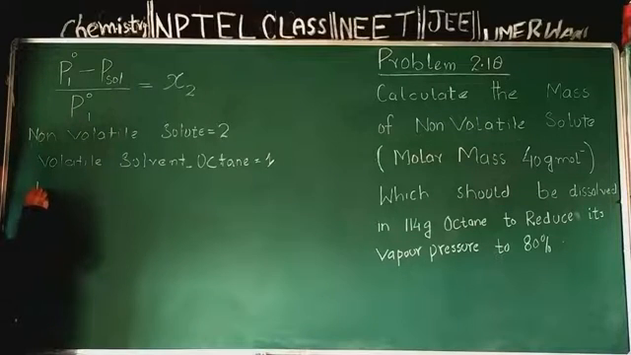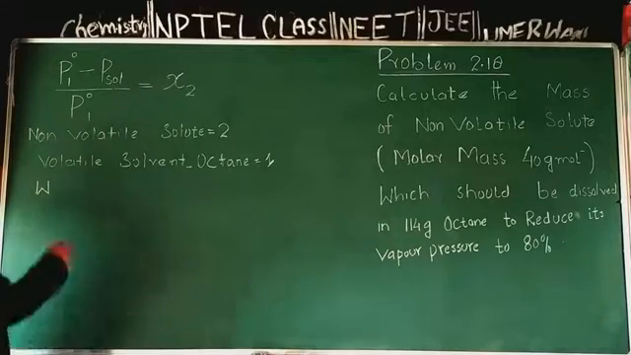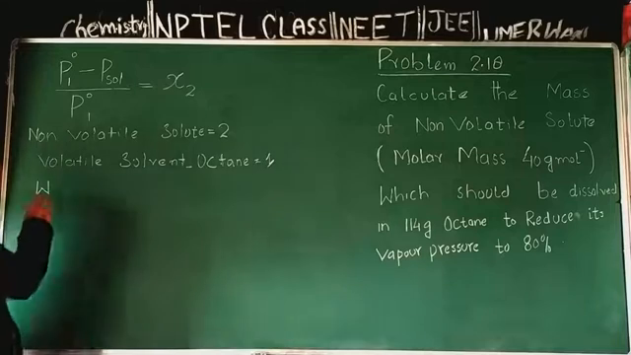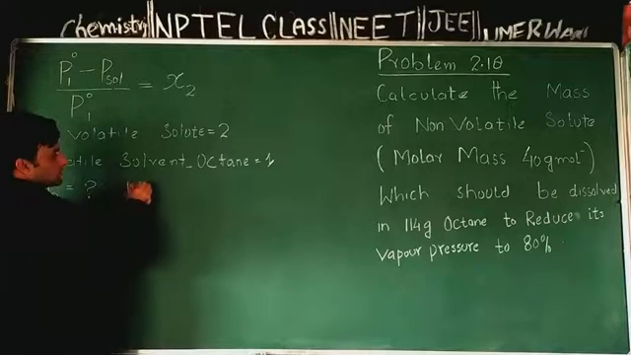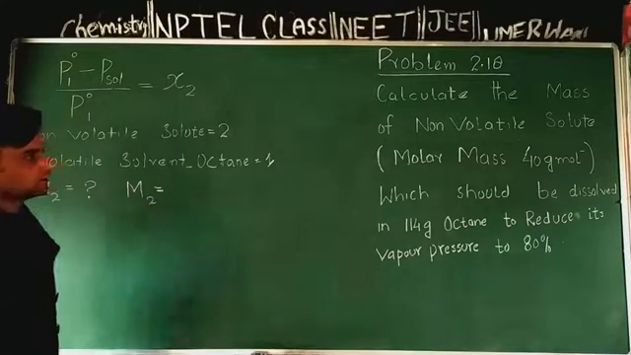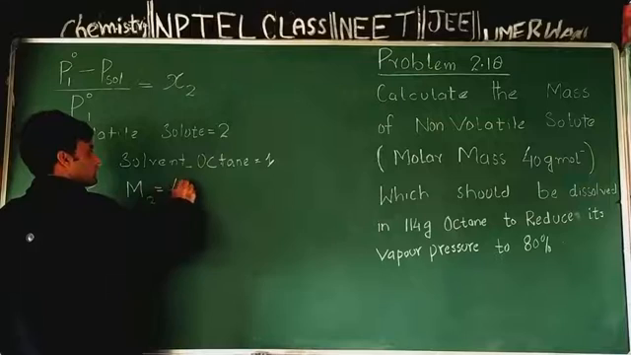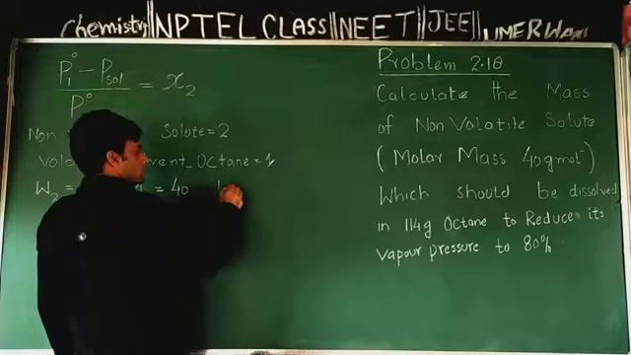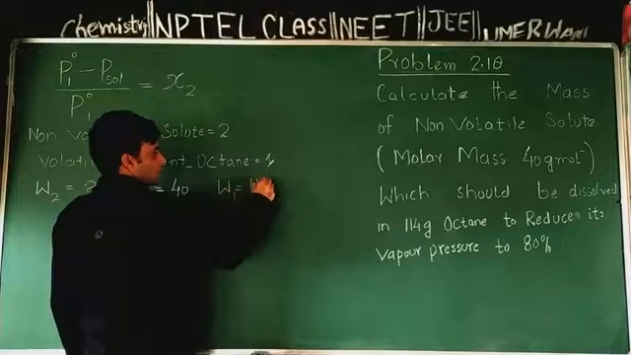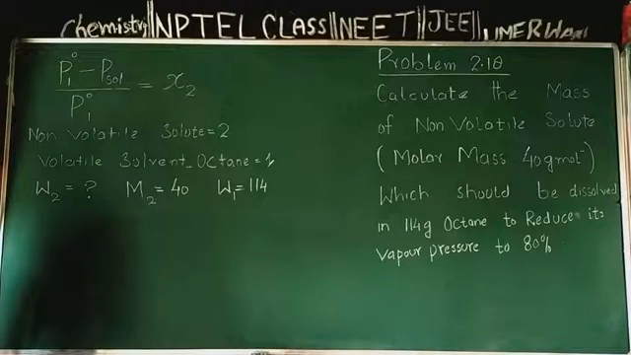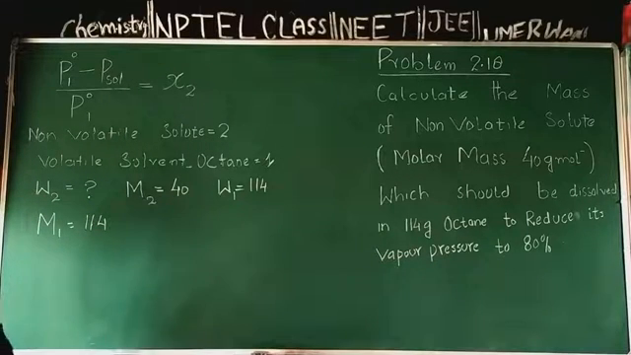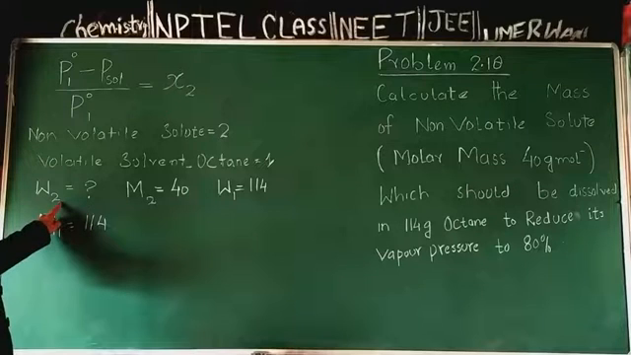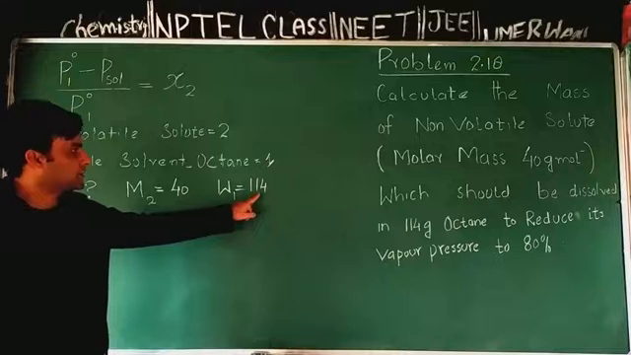Now, what mass of non-volatile solute is to be dissolved in 114 gram of octane, that I need to calculate. W2 I need to calculate. Its molar mass is however given. Molar mass of non-volatile solute is given and is equal to 40. Mass of solvent octane is also given, 114. Molar mass of octane is also known to me, and molar mass of octane is 114 as well. I need to calculate mass of non-volatile solute that is to be dissolved in 114 grams of octane.